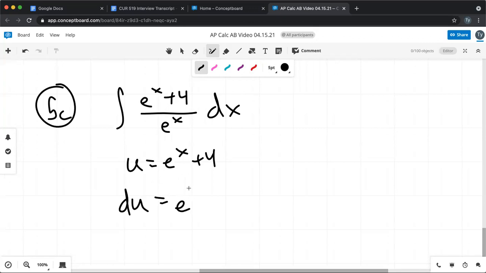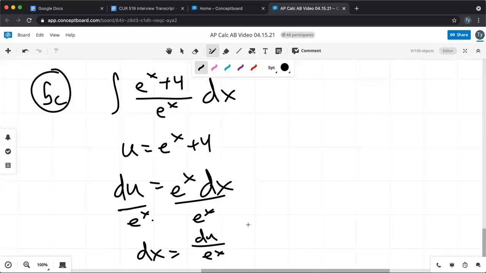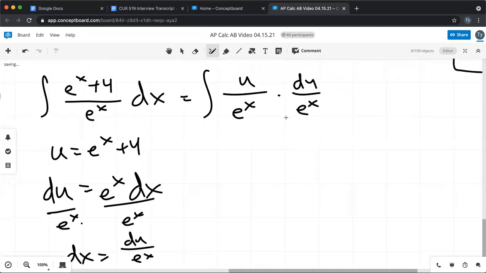So when we do that, the derivative of e to the x is itself, e to the x, the derivative of a constant is 0, and we have our dx. So if we solve the du equation for dx, we can divide both sides by e to the x, and we get dx is du over e to the x. So let's plug in dx and u, just as we normally do, and find out what happens. So u was that top bit there. We haven't changed the e to the x yet. And dx is du over e to the x.